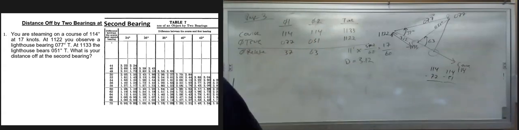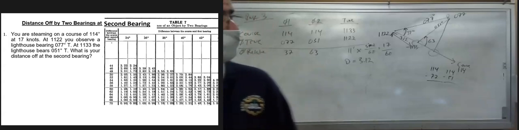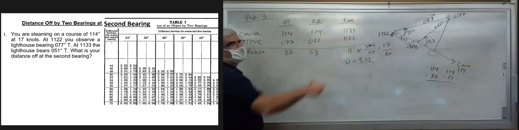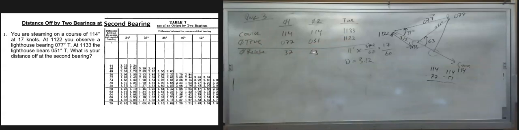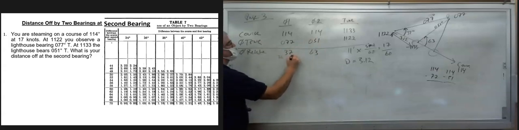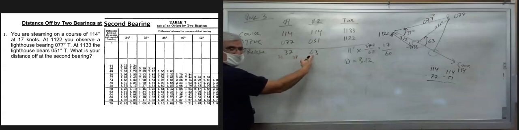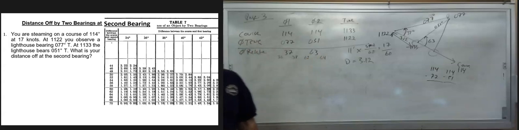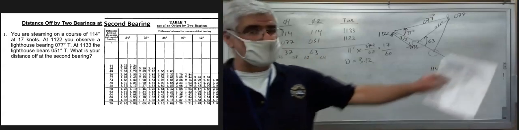But wait, there's more. 37. Is there a 37 column? No. 63. Is there a 63 row? So what does that mean? I've got to interpolate. I can only enter the table with even numbers. So what's my bracket? 36, 38. What's my bracket for 63? 62, 64. I've got to pull these numbers out, and I'm going to pull out little factors.